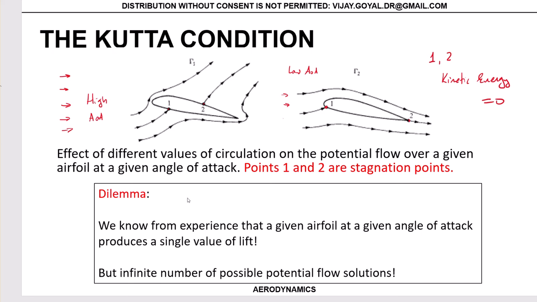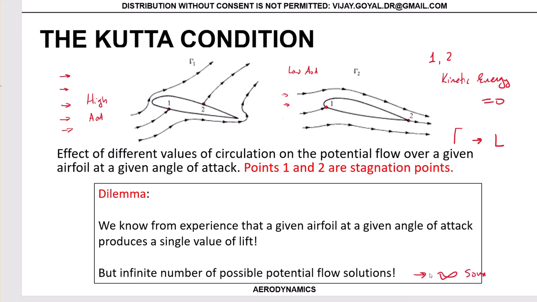Now, the consequence of this is when we assume this, and one of the assumptions, a very good assumption, is that when you have a flow around this, you have some sort of circulation. You're going to have one specific circulation, and it's going to give you one value of lift. But the problem is that the thin airfoil analysis suggests that you're going to have an infinite number of solutions.